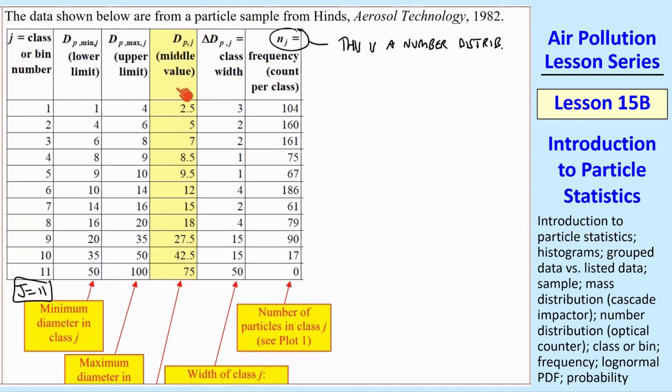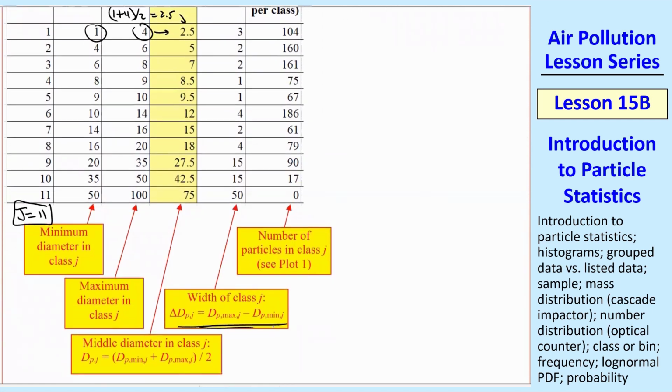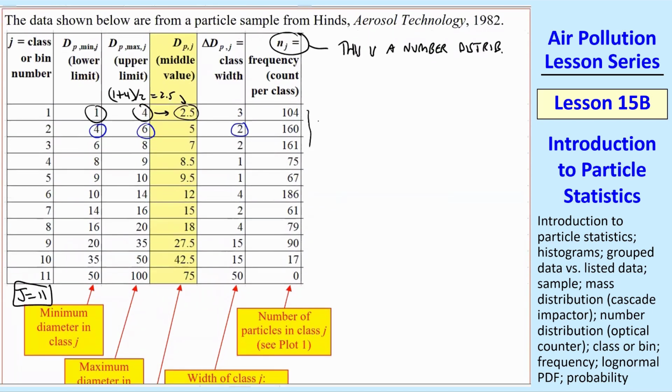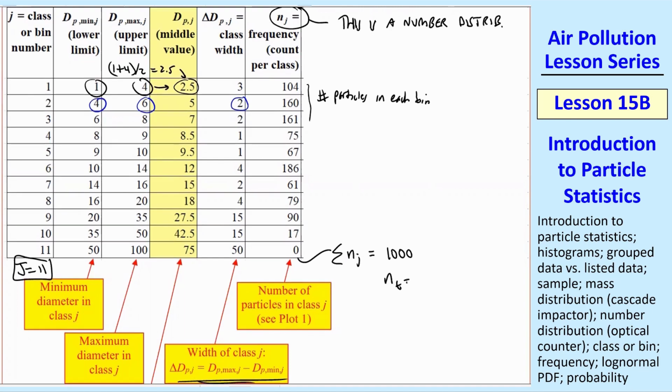Then I have the middle value. For this first one, it's just the average of these two. And then I have the class width delta dpj, which is defined as dp max minus dp min. 6 minus 4 is 2. And then these numbers are just the number of particles in each bin. In this particular case, if you add up all of these, we get 1,000. We call that NT, which is the total number of particles in the sample.